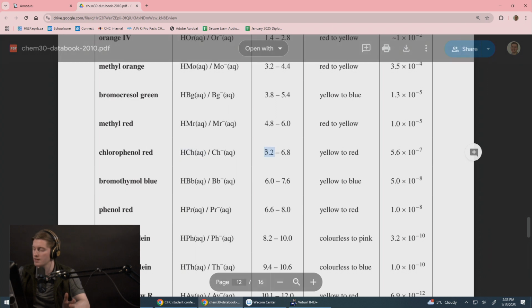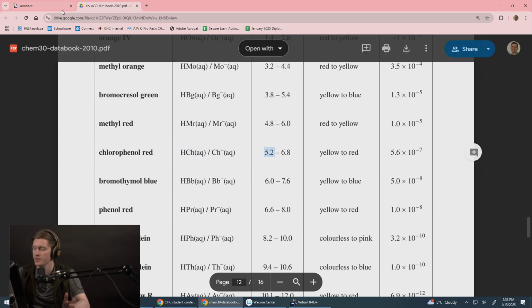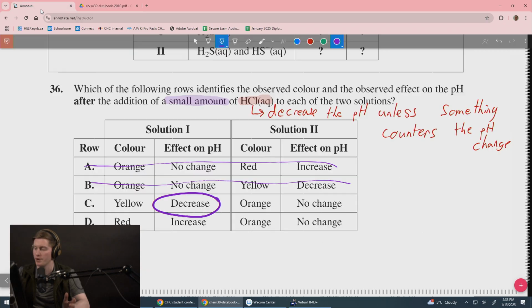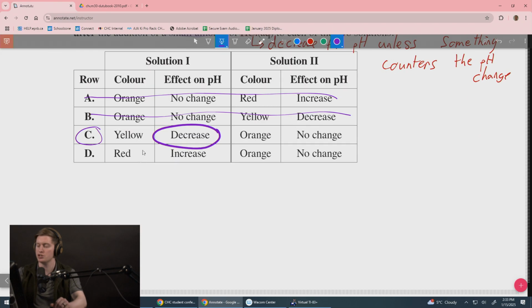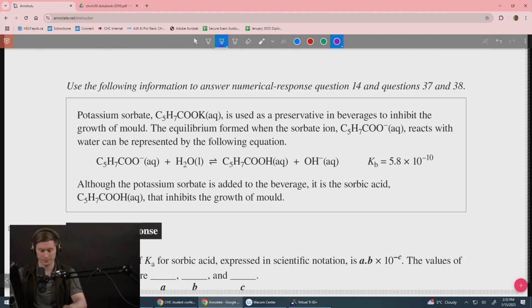So the more acidic color when you're below a pH of 5.2 is going to be yellow, and the more basic color is going to be red. So this makes sense that as we're getting more acidic, we'll change to the yellow color, the acid color. So C is correct here. But if these showed the same color and then they said increase, decrease, or if they both said decrease, then it's important to know how to use the table.